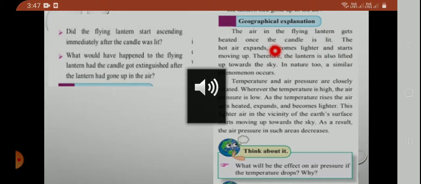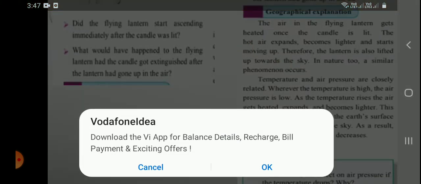Geographical explanation. The air in the flying lantern gets heated once the candle is lit. The hot air expands, becomes lighter, and starts moving up. Therefore, the lantern is also lifted up towards the sky. In nature, too, a similar phenomenon occurs. Temperature and air pressure are closely related.